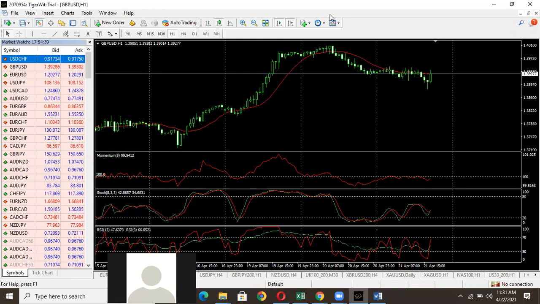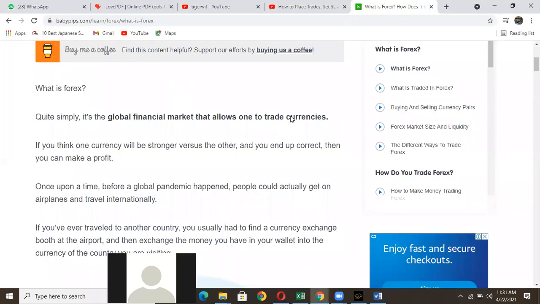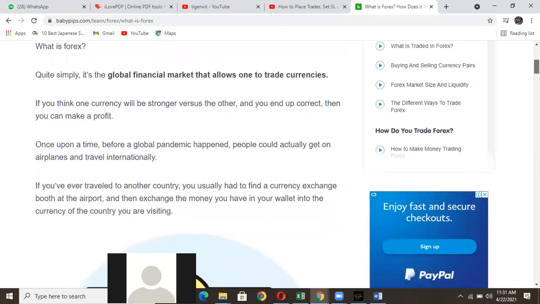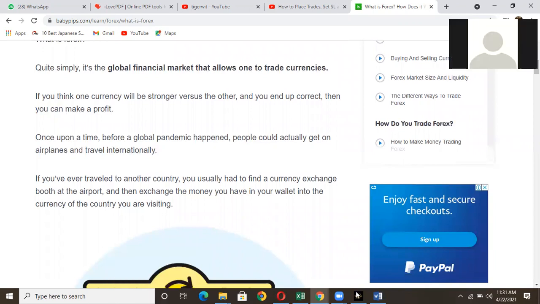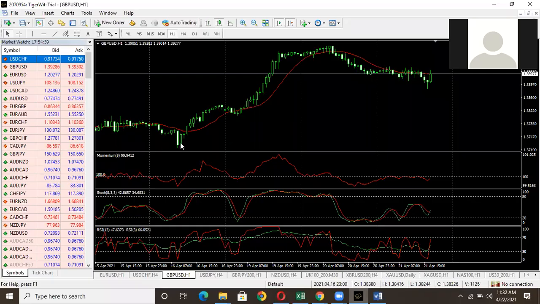A minute. So let's go back. Basically I was saying it's the global financial market. So in Forex, we are basically looking at the whole global trade. If you think one currency will be stronger versus the other, you'll of course be correct. If I come back to this example, like this area, if I thought that the pound is going to do well, of course, I am usually buying into the market. If I think the pound is going to do badly, I'm selling into the market.